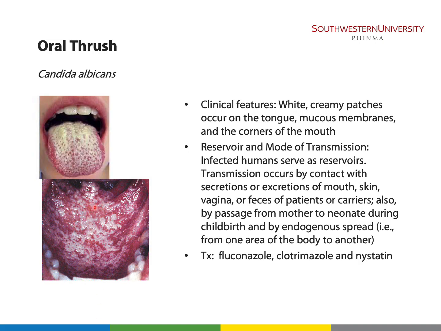You also have oral thrush, which is caused by Candida albicans. So, oral thrush clinical features include white creamy patches that occur on the tongue, your mucous membranes, and the corners of the mouth. Usually, by the way, thrush is a yeast infection of the oral cavity, and it's common in infants, elderly patients, and immunosuppressed individuals. Kasi opportunistic infection yung mga Candida albicans. So, treatment includes fluconazole, clotrimazole, and nystatin, and these are all antifungal agents.